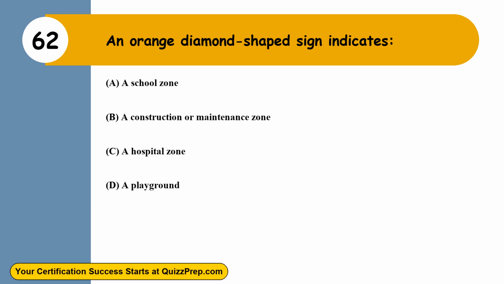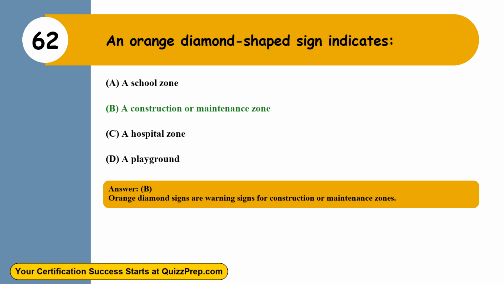Question 62. An orange diamond-shaped sign indicates: Option A. A school zone. Option B. A construction or maintenance zone. Option C. A hospital zone. Option D. A playground. The correct answer is option B. A construction or maintenance zone. Orange diamond signs are warning signs for construction or maintenance zones.